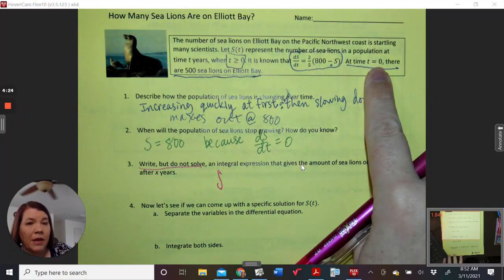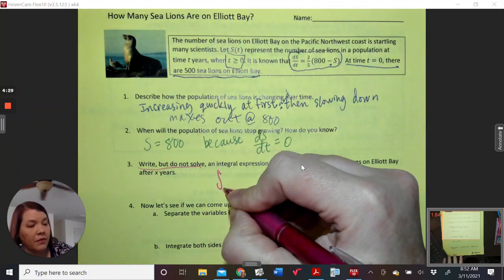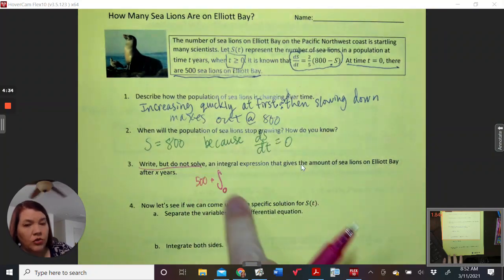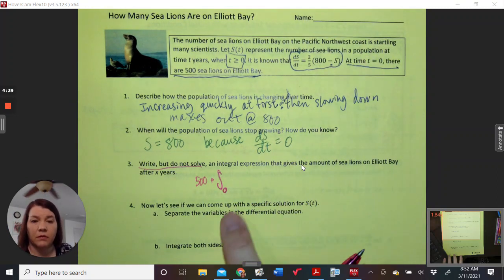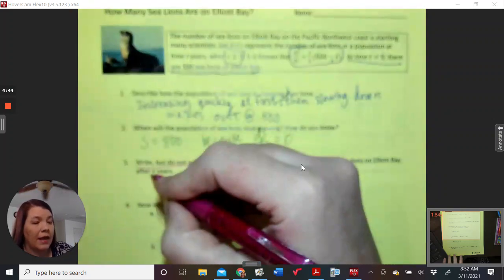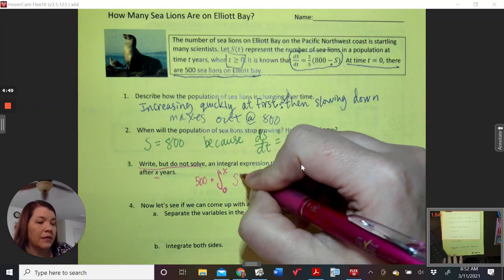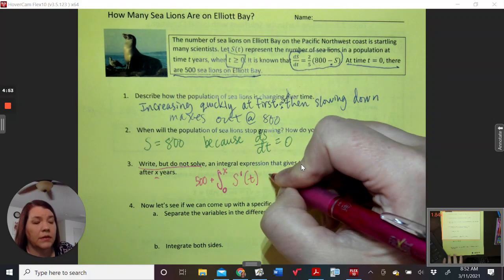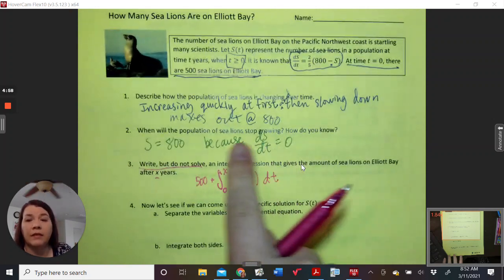At time 0, there are 500 sea lions on Elliott Bay. So time 0, 500 sea lions. So there's my condition. That's where this last sentence is being used. Time 0, 500. And we're going to go from 0 to X years, so X is at the top. And inside we'll have S prime of t dt. And this is the number of sea lions on the bay after a certain number of years.